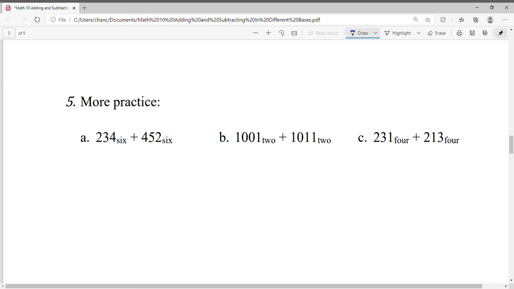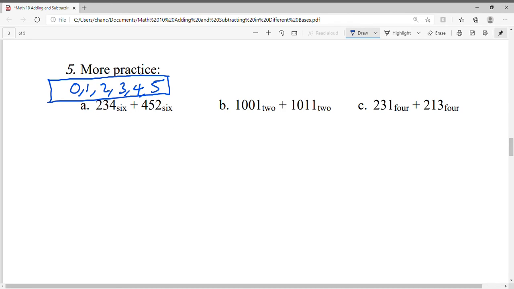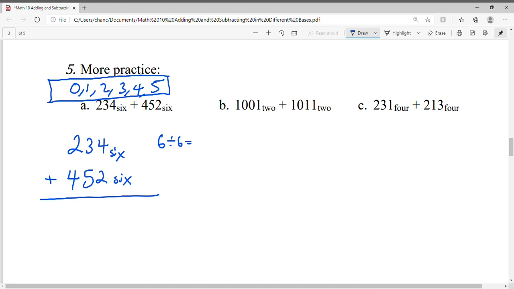Hopefully you have done the problems. Now let's go over the answers. For part A, this is base 6, so the symbols are 0, 1, 2, 3, 4, 5. We are adding base 6, so let's put 234 base 6 on top and 452 base 6 on the bottom. We'll add 4 plus 2, that gives us 6, but 6 does not exist in base 6, so divided by 6, you get 1, remainder 0.